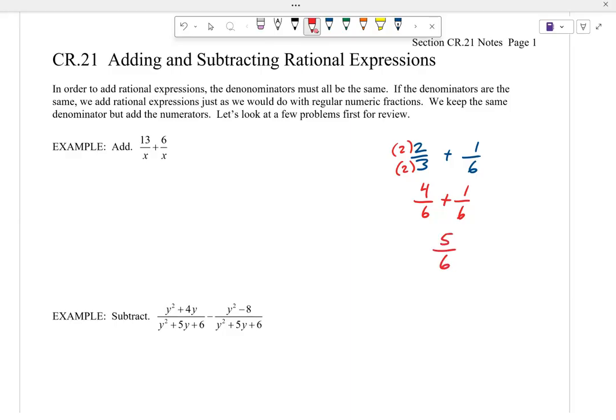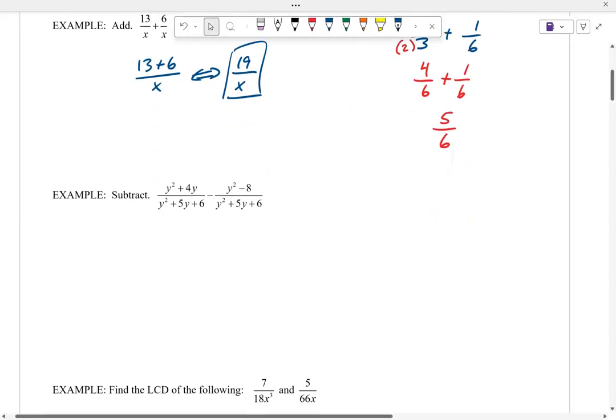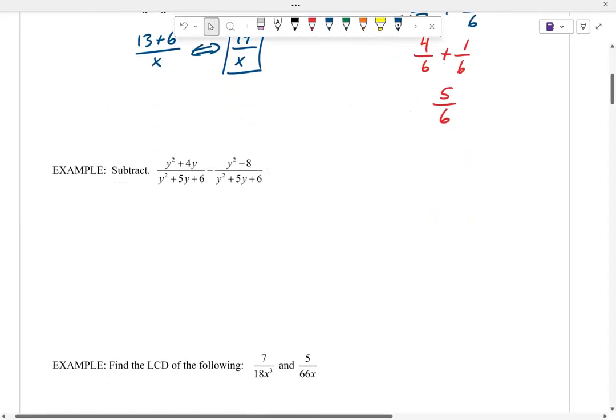So same thing with rational expressions. I got to make sure that they have a common denominator. Well, this one does. 13 over x plus 6 over x. So 13 plus 6 all over that common denominator of x. So we just end up with 19 over x. So we just want to make sure we have a common denominator on these.